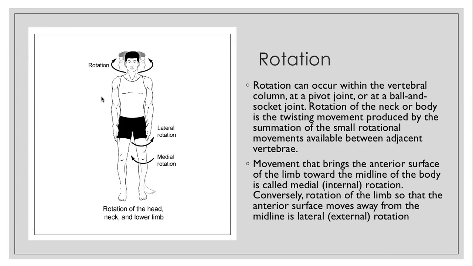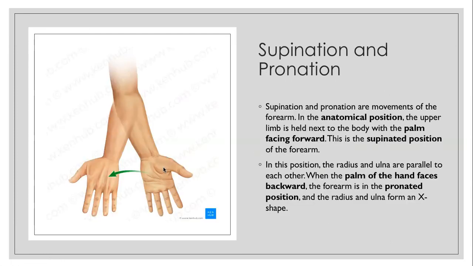It's lateral. And so if you look here, this guy, if he's taking his left leg and moving it left, we call that lateral rotation because it's moving away from the midline. And then if he's moving it the opposite way, we call it medial rotation because it's moving toward the midline of the body. Okay. The next one is supination and pronation.